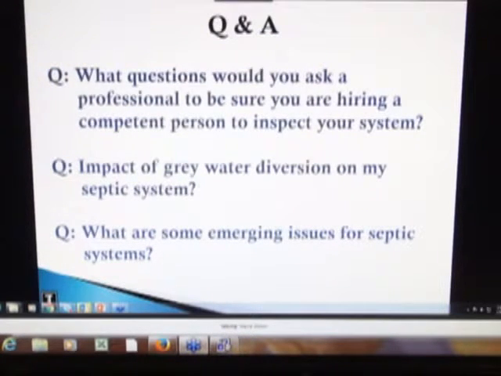Impact of gray water diversion on my septic system. Just to make sure everybody's clear, gray water is water that's been reused. It's been treated, so it's fairly safe. A lot of times municipalities may have a gray water diversion program where they're using it to water lawns. It's not for potable use, but it can be used for other things. Ron, do you run into that, and how does that affect things?